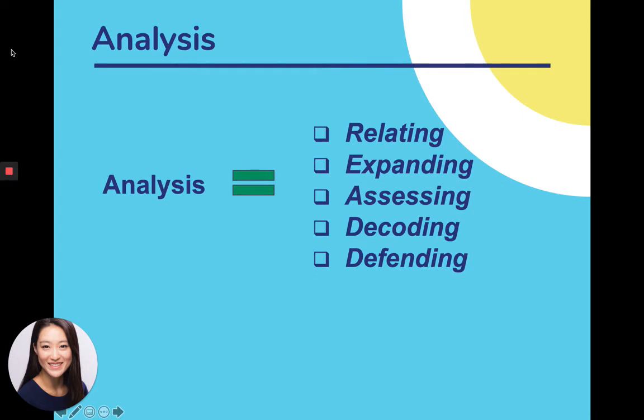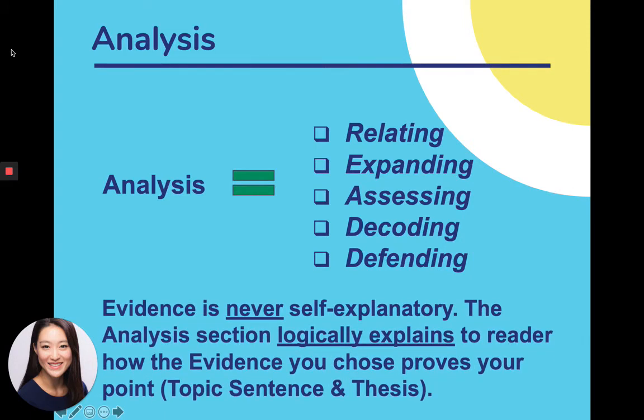Analysis can be done by relating the evidence to other examples, expanding on the significance of the evidence, assessing the credibility of your source, decoding what the evidence reveals, and defending your point again. Evidence cannot explain itself. You, as a writer, must explain it to show how it proves your point. And the way you do this explaining, the way you do this analysis, is through READ. Relate, expand, assess, decode, defend.